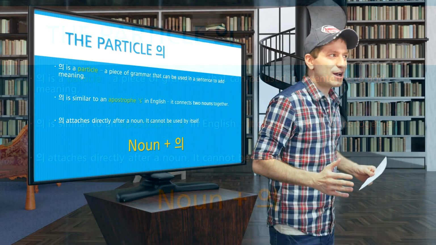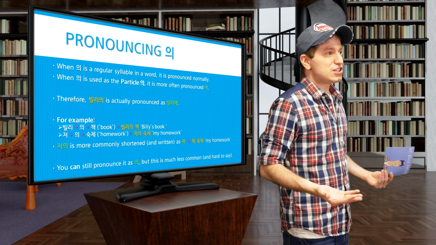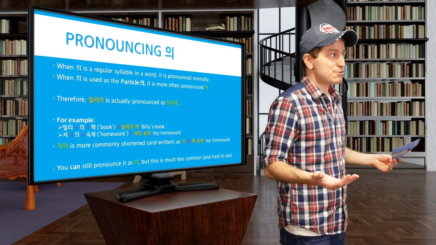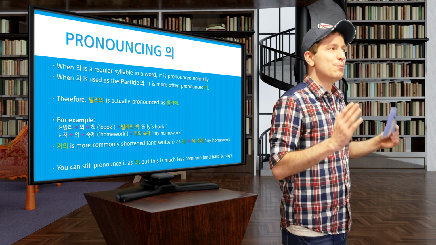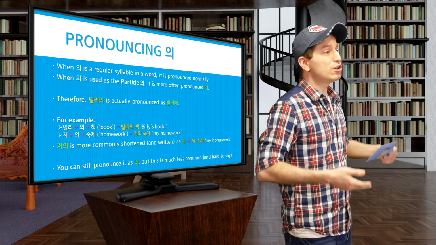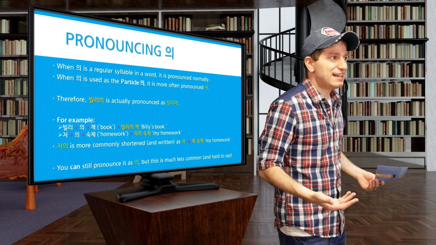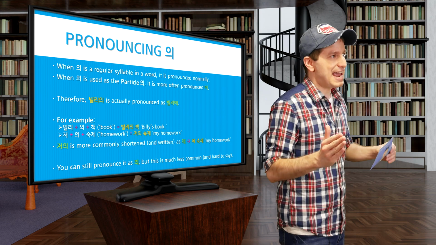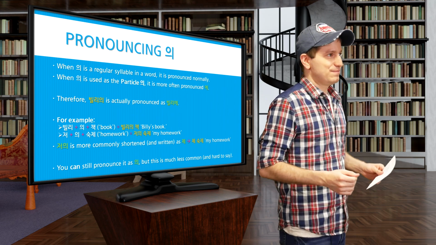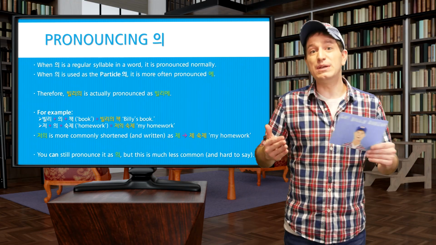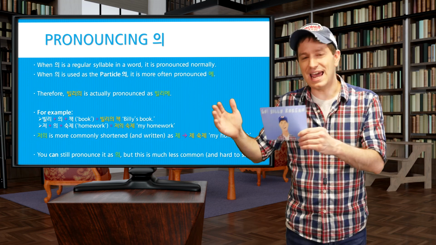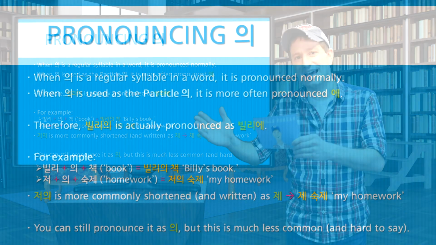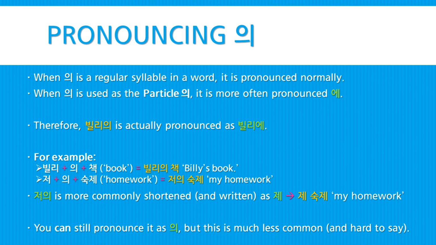So first, let's talk about pronouncing this. Whenever this is used by itself, or whenever it's used as part of a word, it's pronounced as 의, as usual. But when it's used as the particle 의, with this meaning like an apostrophe S, it is instead pronounced as 에. So if you were to say Billy's, 빌리의, it would not be pronounced as 빌리의, but as 빌리에.